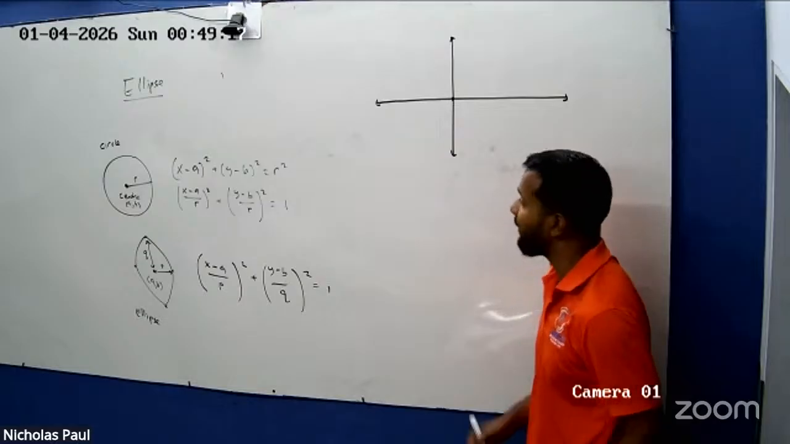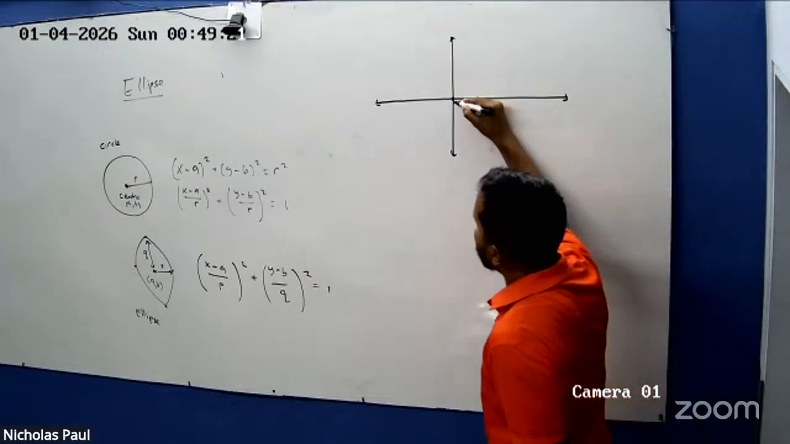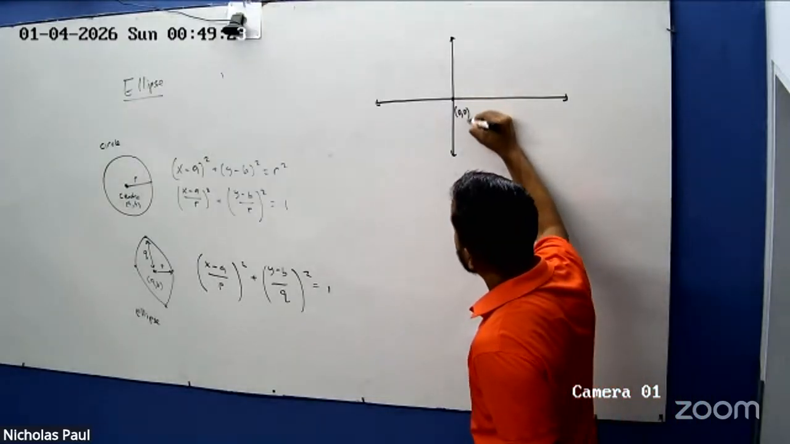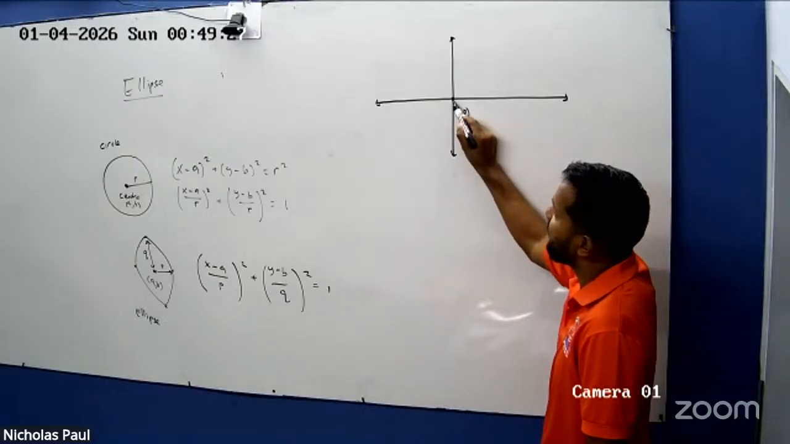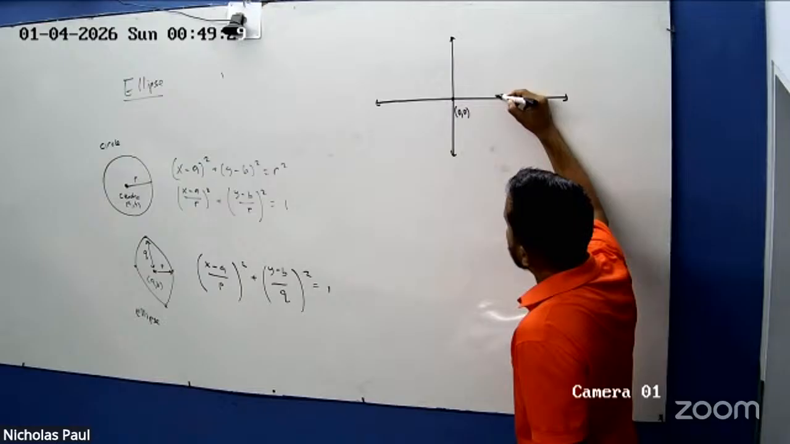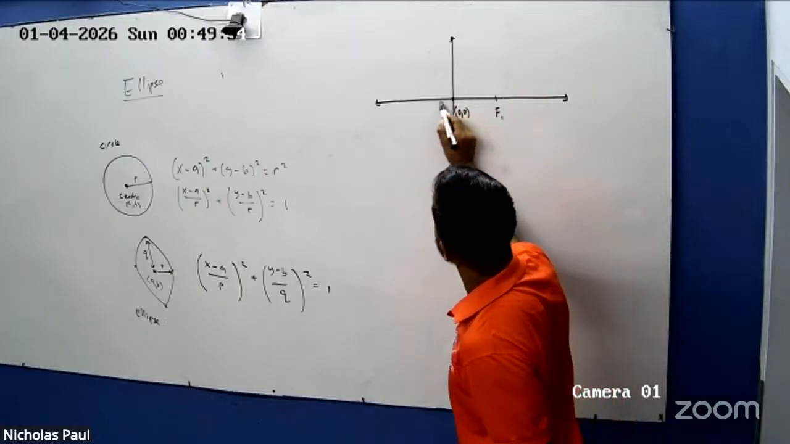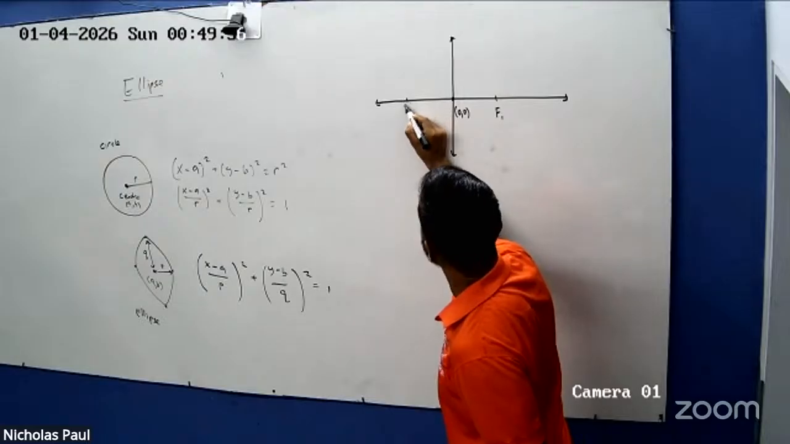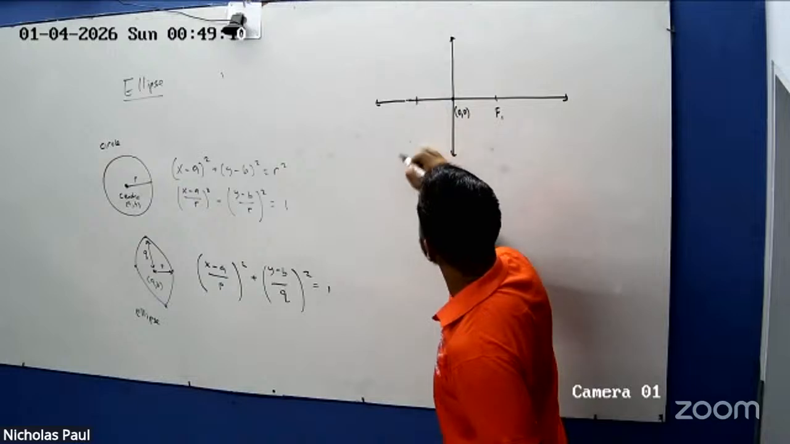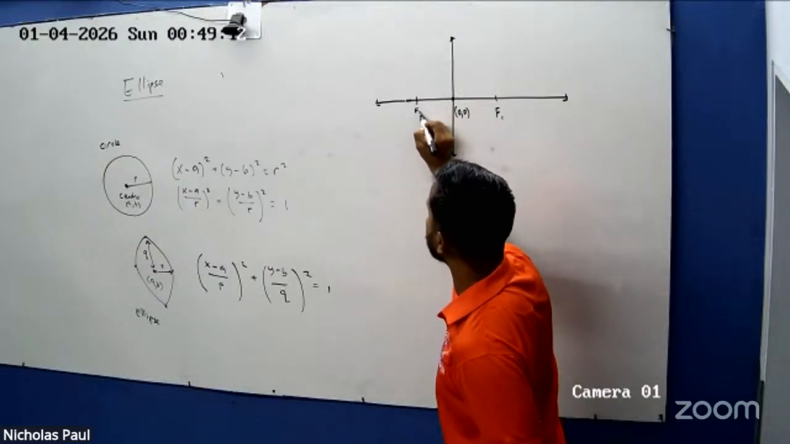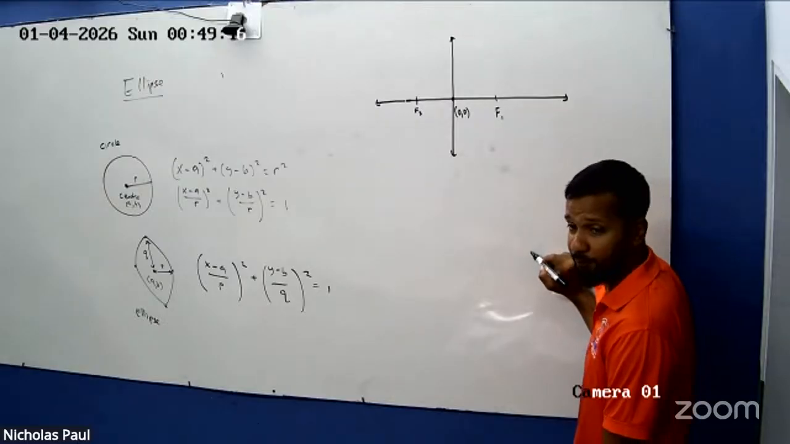All right. So let's pretend that the center is (0, 0). There are two fixed points that are equally distant from the center. Let's call this one F1 and this one the same distance on the other side. So you have those two points. Those two points are called foci.